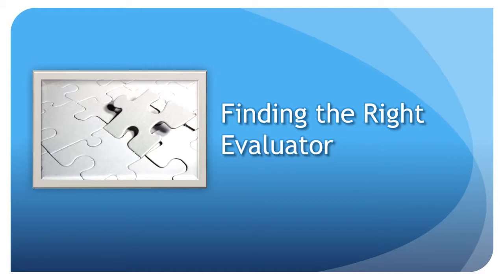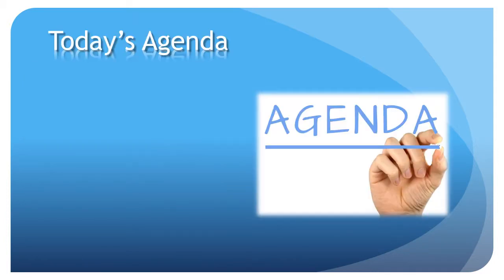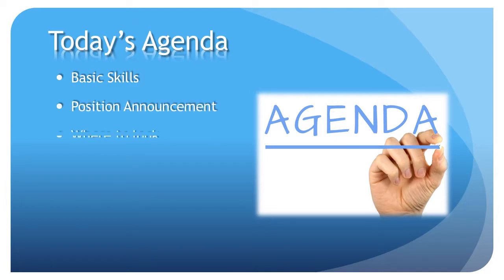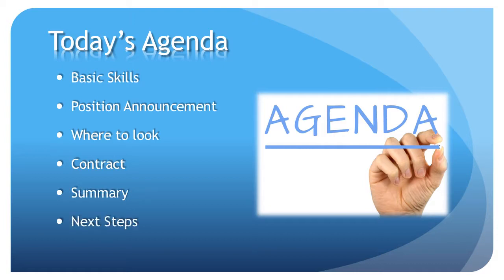Today, we're going to talk about an important piece of your coalition's success, finding the right evaluator for your initiative. To do that, today's agenda includes what are some of the basic skills you should look for in an evaluator, what to include in a position announcement for an evaluator, where you should start looking for an evaluator, some basic tips on developing a contract, and we will close with a summary and some next steps.